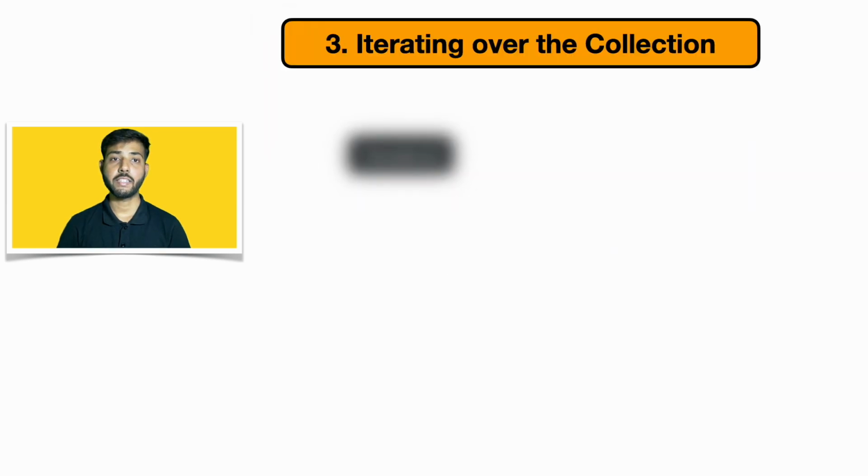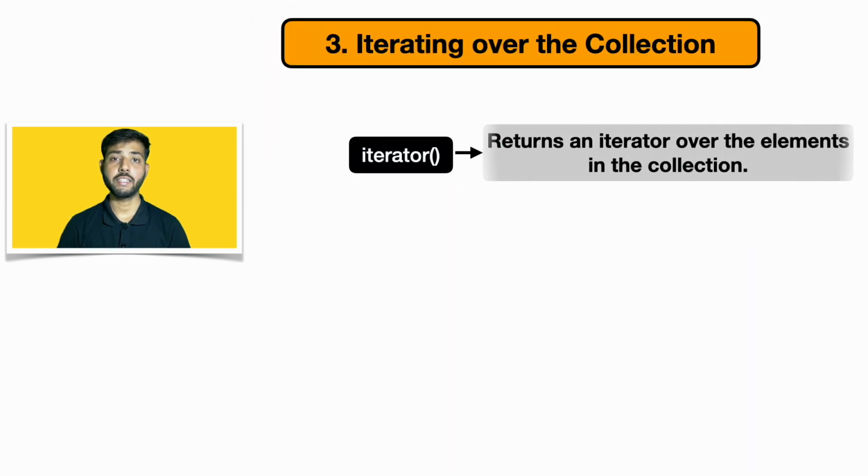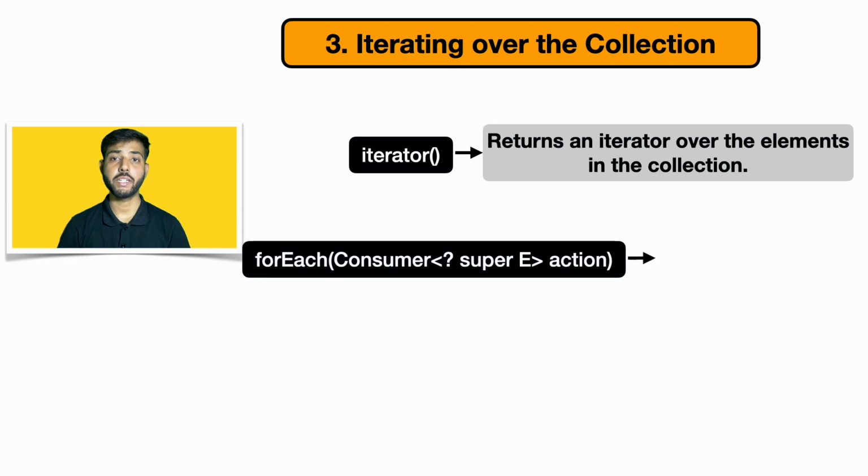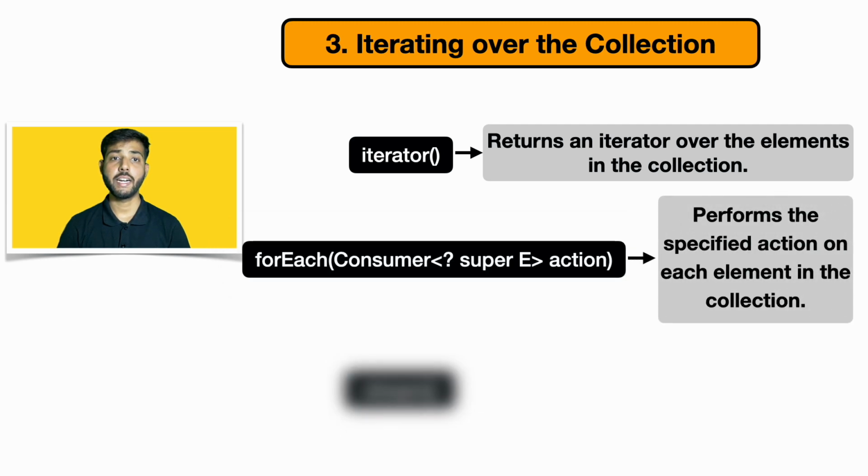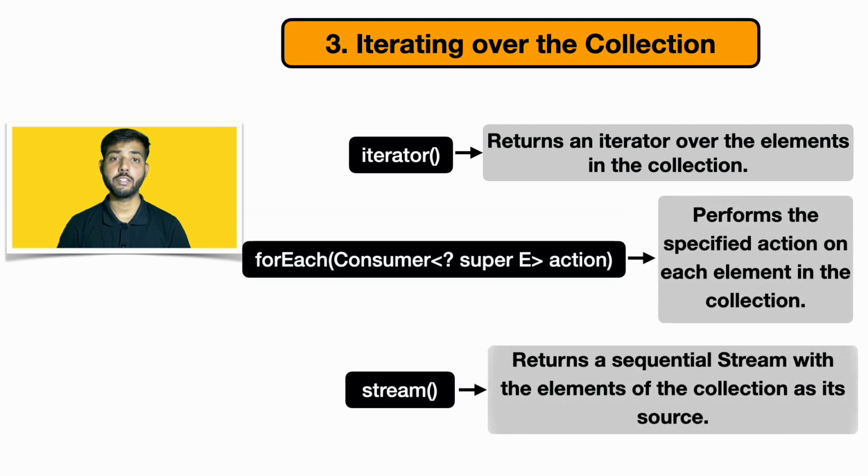Iterating over the collection. Another key feature of the collection interface is its ability to iterate over its elements. iterator() returns an iterator over the elements in the collection. forEach(Consumer<? super T> action) performs the specified action on each element in the collection. stream() returns a sequential stream with the elements of the collection as its source.